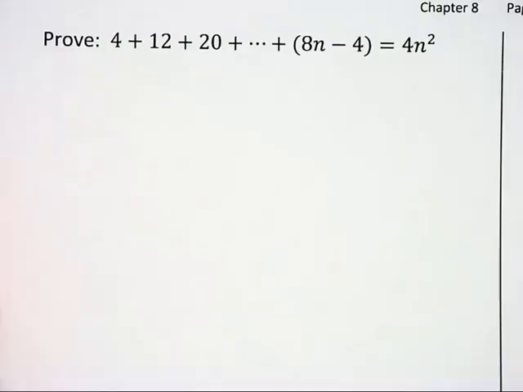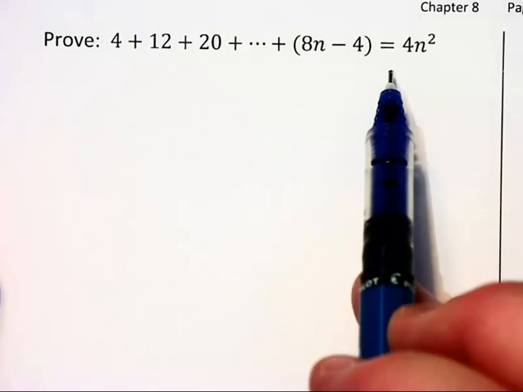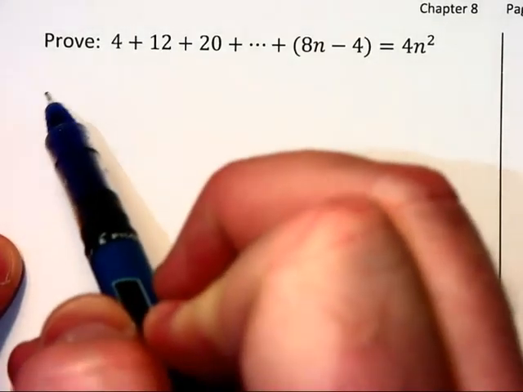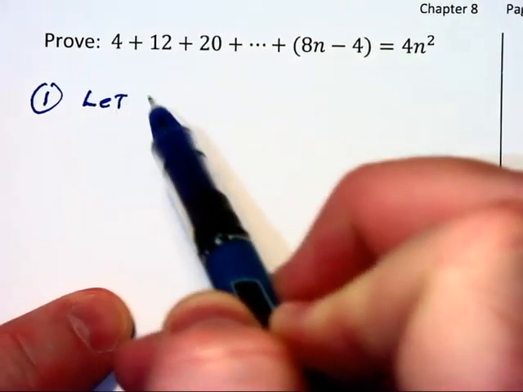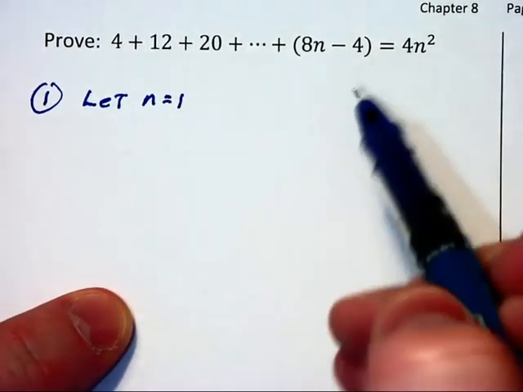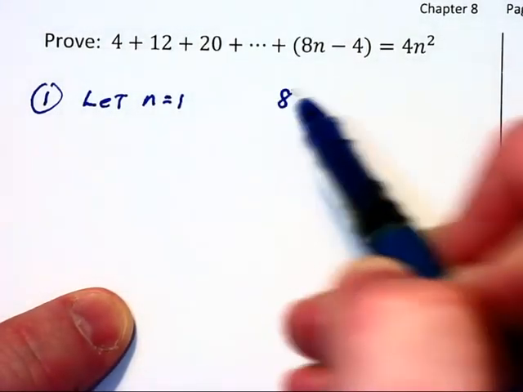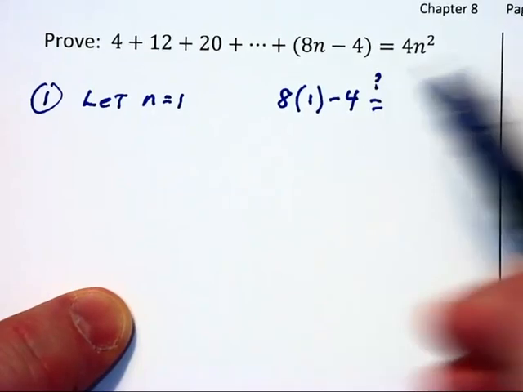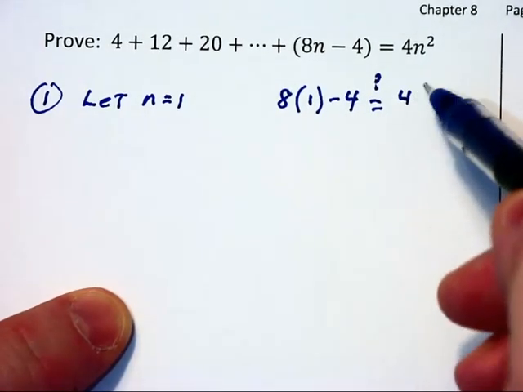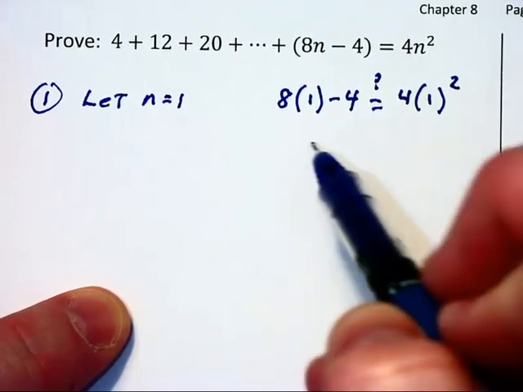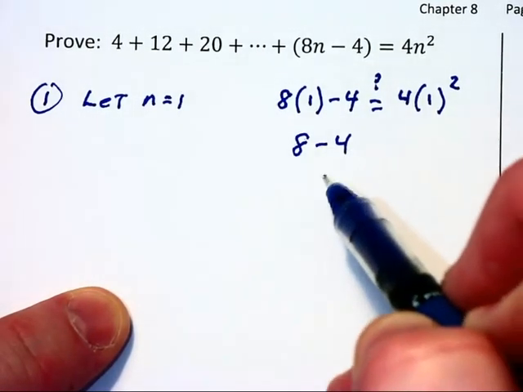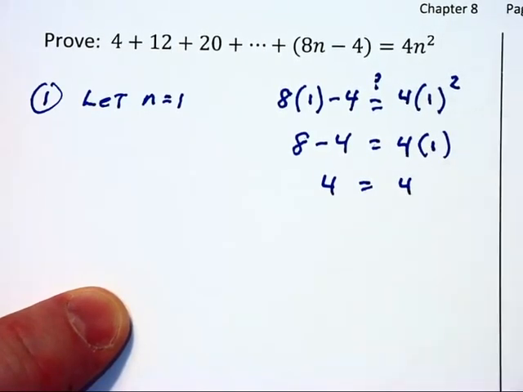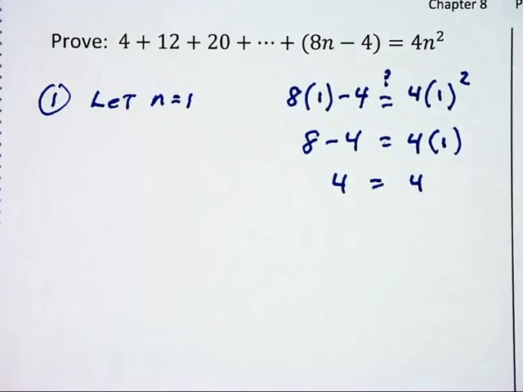In this problem, we want to prove inductively again that the sum of this series is equal to 4n squared. So step number 1, we let n equal 1. And the left side of this formula, when substituted in, gives us 8 times 1 minus 4. Is that question mark equal to 4 times 1 squared? Well, the left side is 8 minus 4, which is 4. And the right side is 4 times 1, which is 4. So yes, for step 1, we're good.